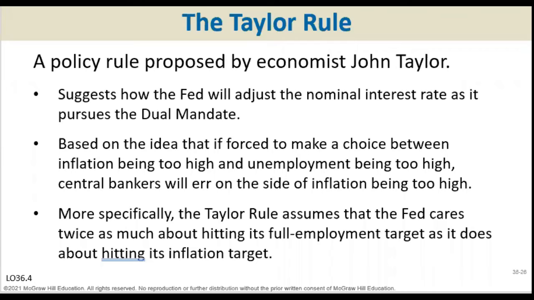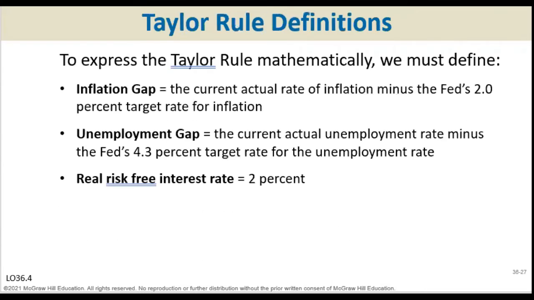And three, for each 1% increase in the inflation rate above the 2% target, the Fed should raise the real federal funds rate by 0.5%. That is the Taylor rule. And the rule is a rule of thumb that the Fed has used until today.